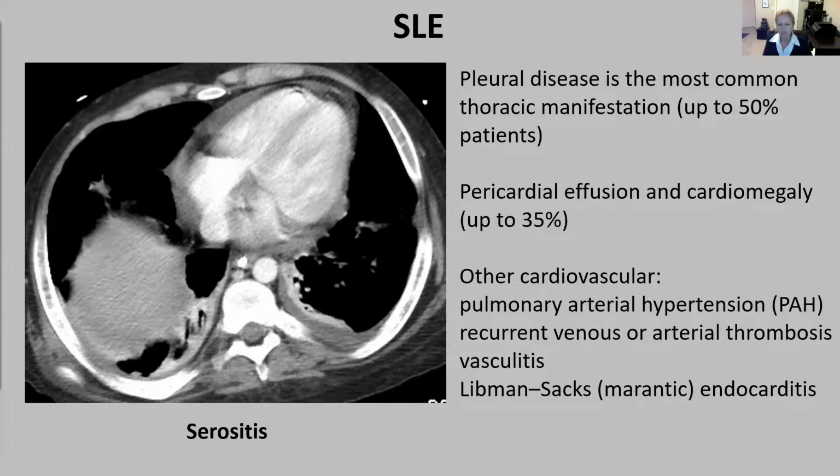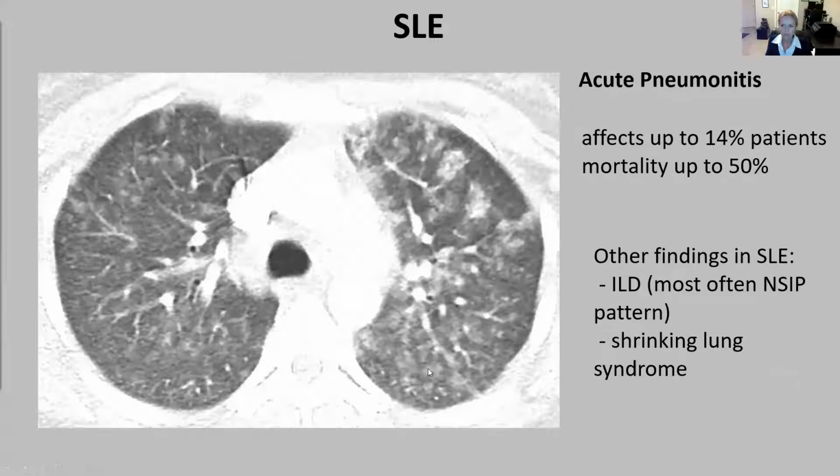SLE. Pleural disease is the most common thoracic manifestation. Here we see bilateral pleural effusions and pericardial effusion, which happen in up to 35% of patients. Additional cardiovascular findings that we can see in these patients include findings suggestive of pulmonary hypertension, venous or arterial thrombosis, vasculitis, as well as rarely Libman-Sacks endocarditis.